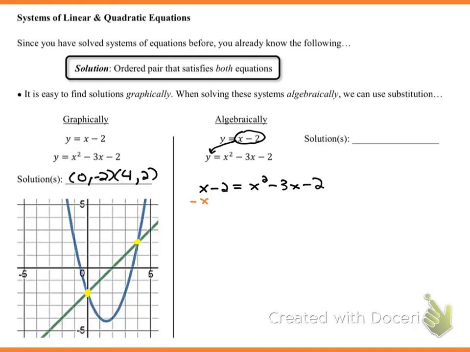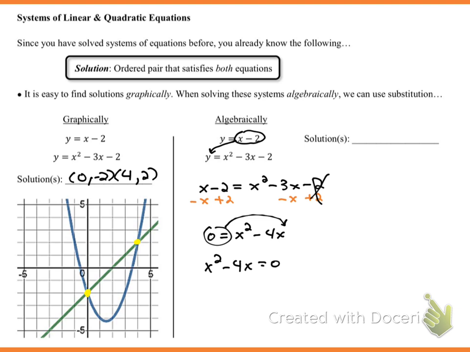So we're going to subtract x. We're going to add 2. And that will give me 0 equals x squared minus 4x. And the 2's cancel there. All right, so because of our reflexive property, we can move that over. X squared minus 4x equals 0. Doesn't really matter.